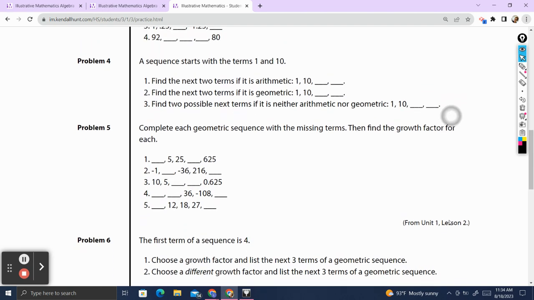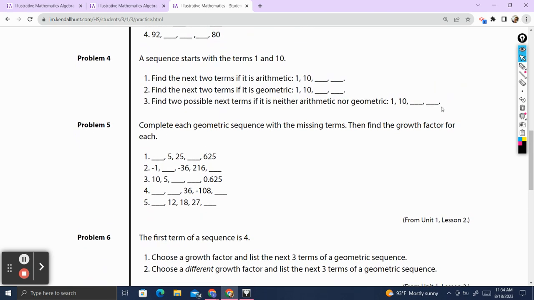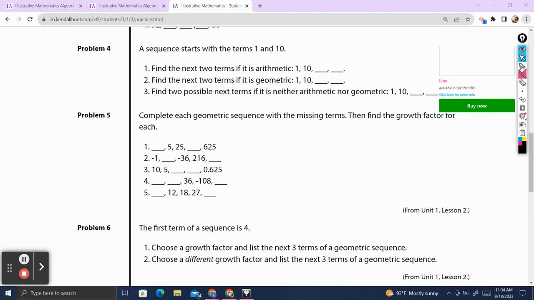Next question, problem 4. A sequence starts with the terms 1 and 10. So we have 1 and 10. Find the next 2 terms if it's arithmetic. Well, if it's arithmetic, that means we're adding or subtracting something constant. And 1 to 10, that means we added 9. So this would be 19. And plus another 9 would be 28.